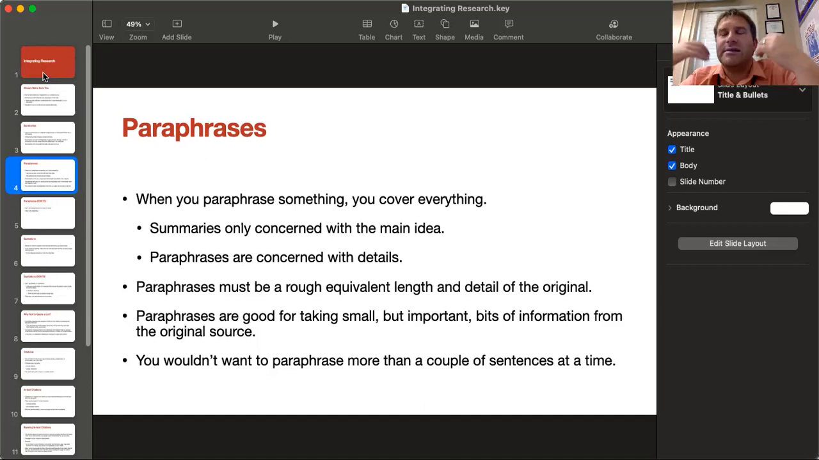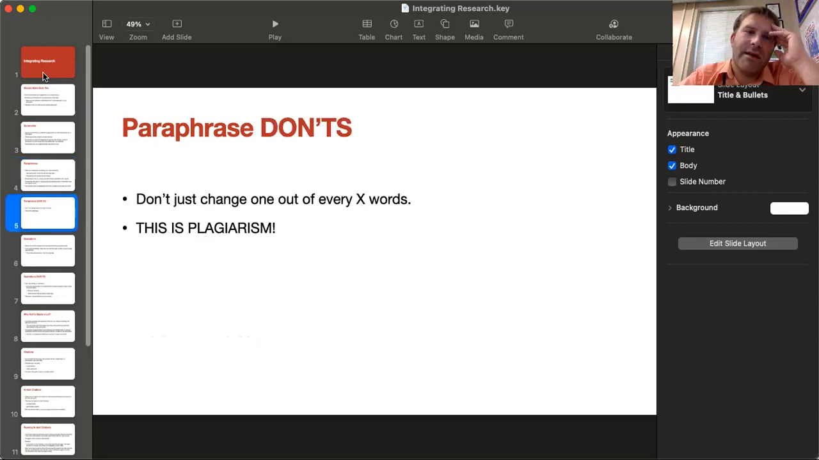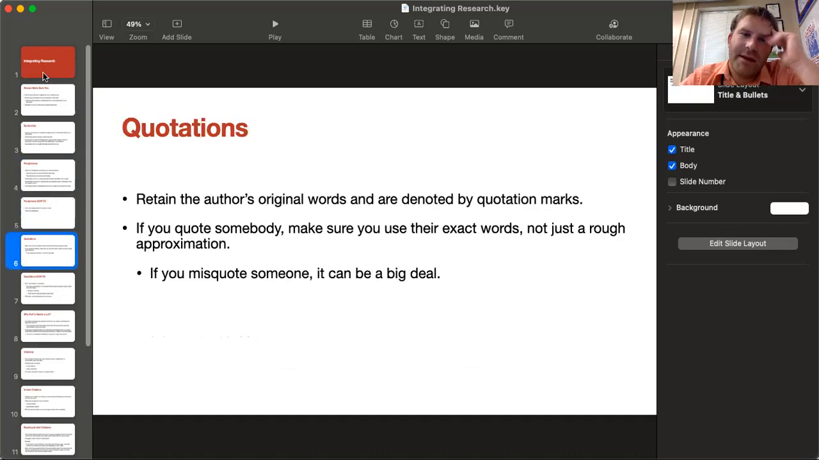Think of it as like a cover song. When you paraphrase, you're not going to cover an entire album, but you would cover a song off of the album. And so you put your own spin on it. That's kind of what paraphrasing is. Now, when paraphrasing, you just don't change out every word. That is plagiarism. Now, quotations, they retain the author's original words and are denoted by quotation marks.